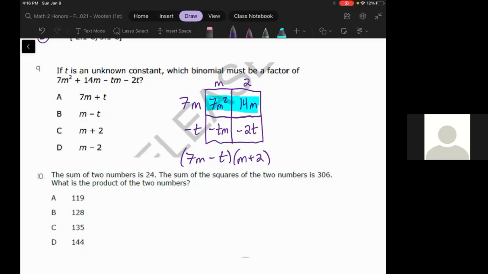So now which answer choice is a factor? A is almost right. It's just that it says plus and it should be minus. And then C is correct. M plus 2 is going to be one of the factors.